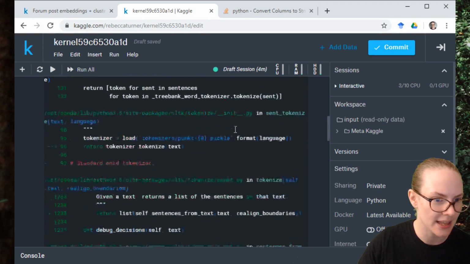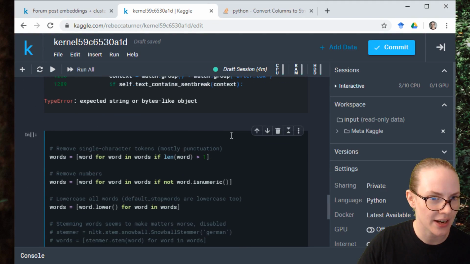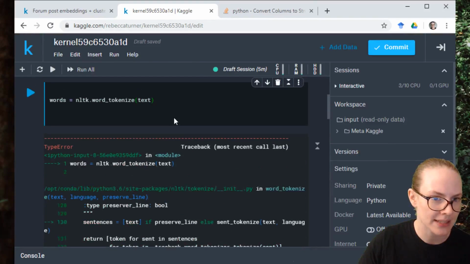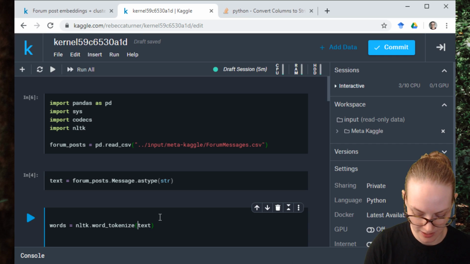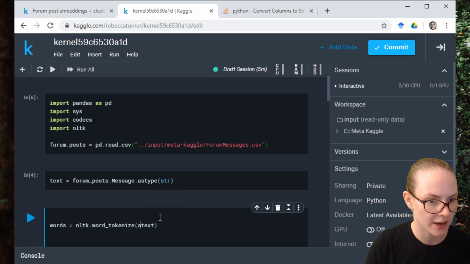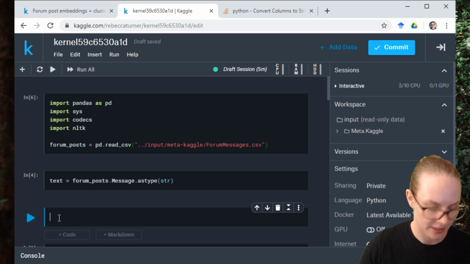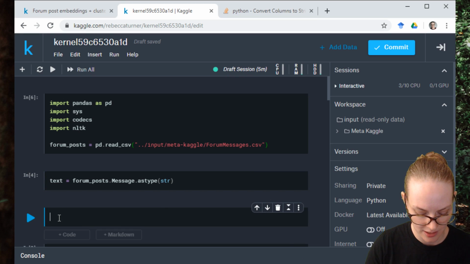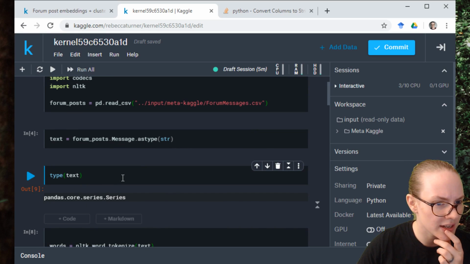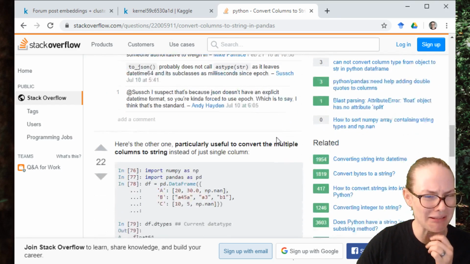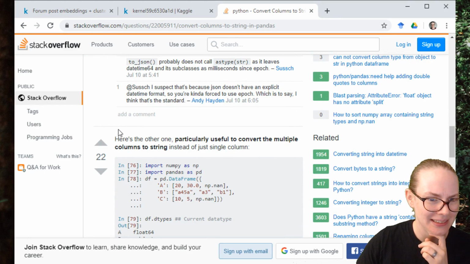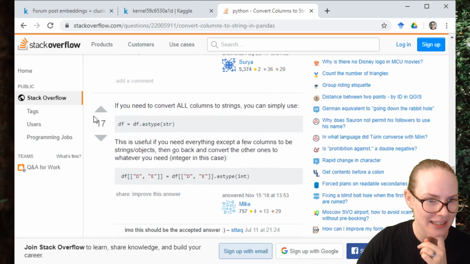Word tokenizer, we still have an error. Expected string or bytes-like object. All right, so what is it type that you use to see what a data structure is? It's a series. Okay, so Stack Overflow lied to me. As type string. That's not what I want.